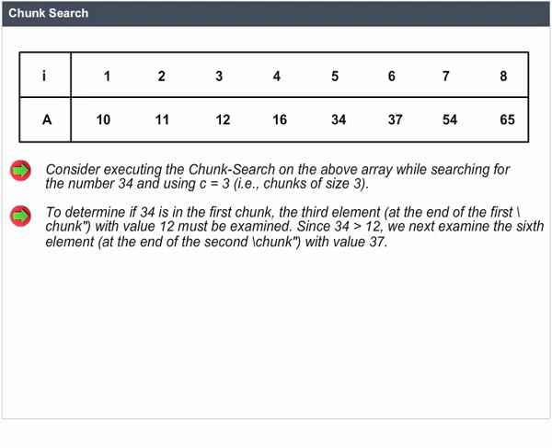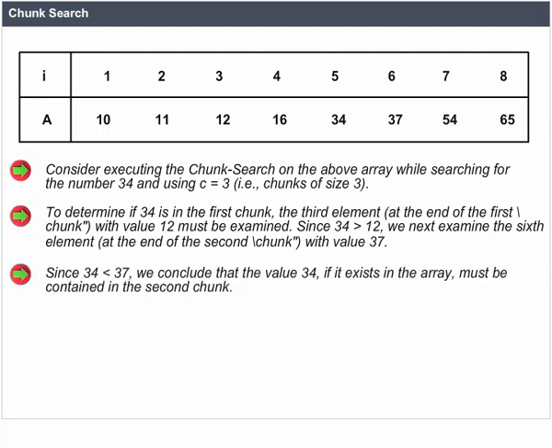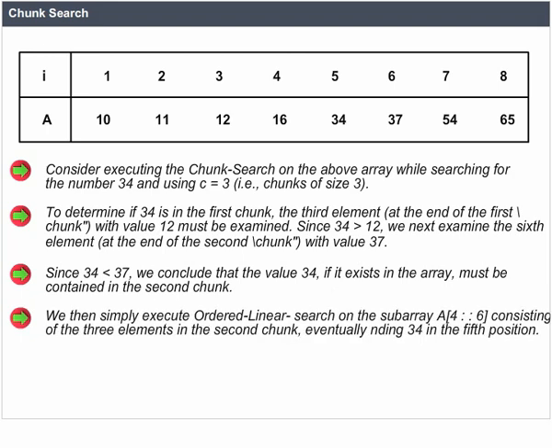Since 34 is greater than 12, we next examine the sixth element at the end of the second chunk with value 37. Since 34 is less than 37, we conclude that the value 34, if it exists in the array, must be contained in the second chunk. We then simply execute ordered linear search on the subarray A[4:6], consisting of the three elements in the second chunk, eventually finding 34 in the fifth position.